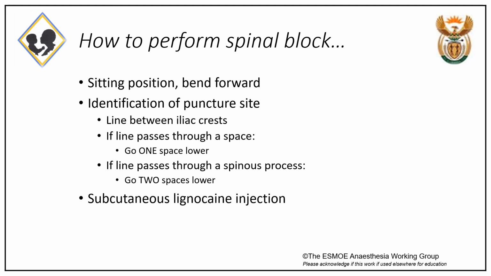The injection point is determined by using the following landmarks. Draw a line between the 2 iliac crests. If the line passes through an interspace, go 1 space lower. If the line passes through a spinous process, go 2 spaces lower. Give subcutaneous lignocaine at the space and 1 space lower.